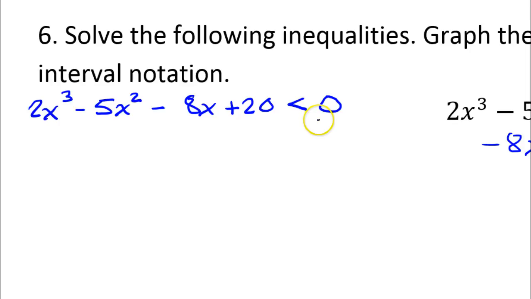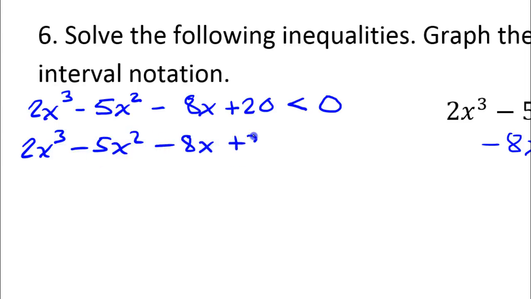is less than 0. Now we are going to start by solving the related equation, 2x to the third power minus 5x squared minus 8x plus 20 equals 0 to find the x-intercepts, which will be the boundaries of our solution intervals. So this is what we need to solve.